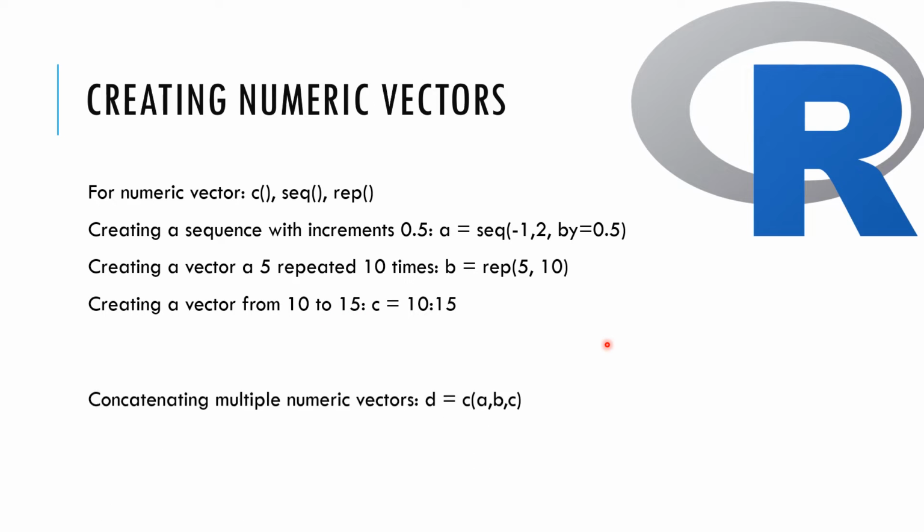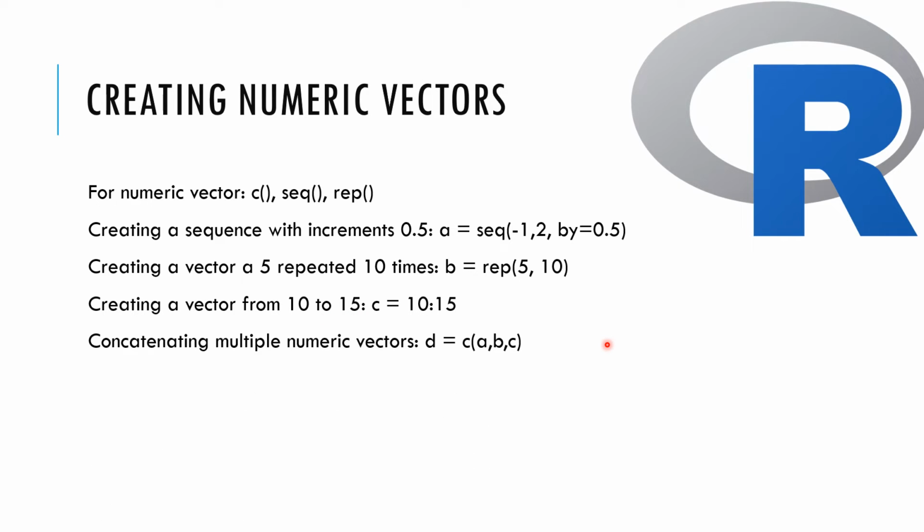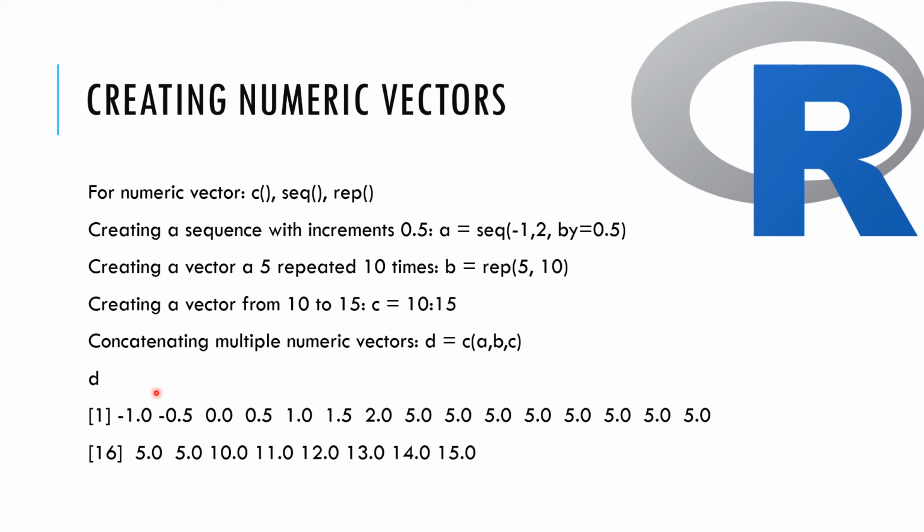This is another example: concatenating multiple numeric vectors. Suppose you want to concatenate all these three variables that we have created here. We can again use the same function c and put in the brackets the names of those variables, separated by commas. So we have created this and it shows the values here.